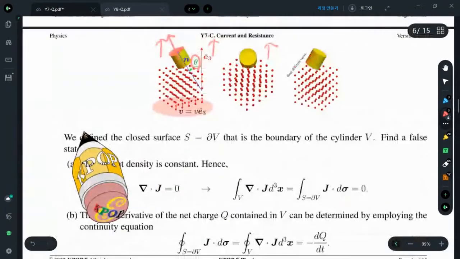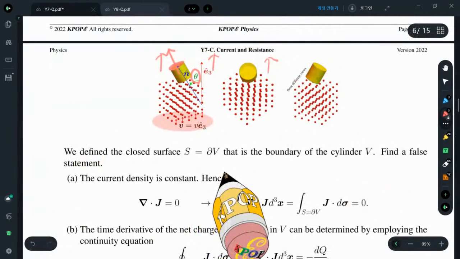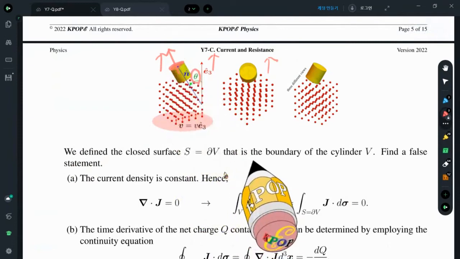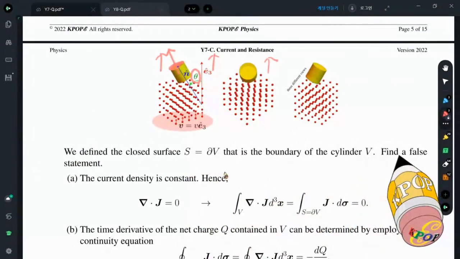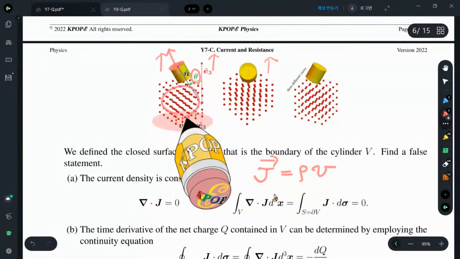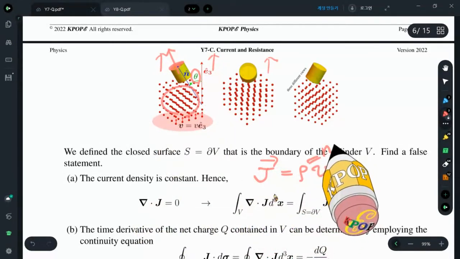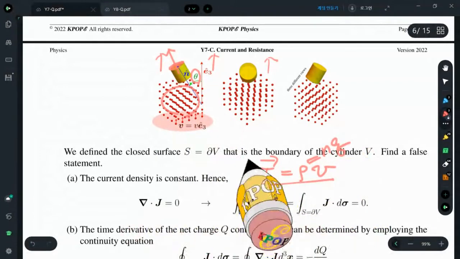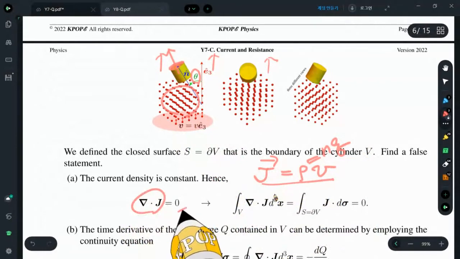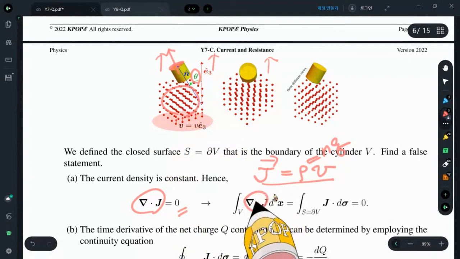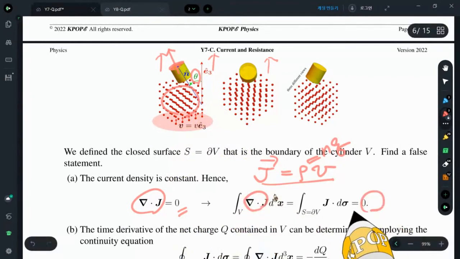We define the closed surface as that is the boundary of this cylinder, that is the boundary of the cylinder V. Find the full statement. Current density is a constant. Yes, J equals rho V, and the rho in here, that is nQ, that is constant, and V is also constant. So this is a constant vector. Divergence J is exactly 0 everywhere. If divergence J equals 0, this volume integral must vanish.